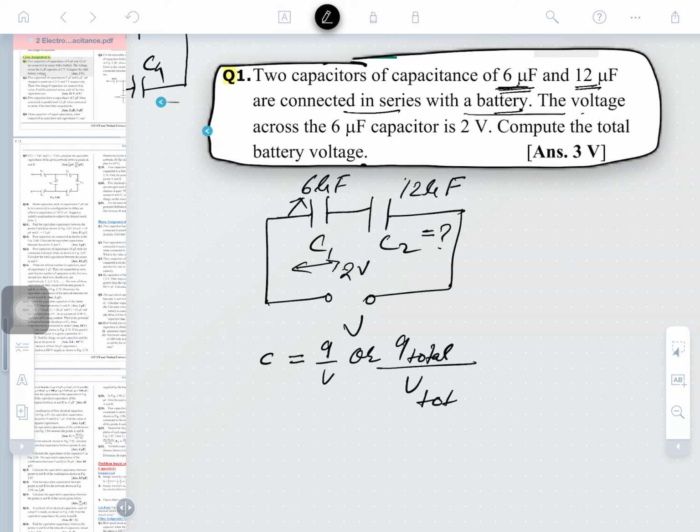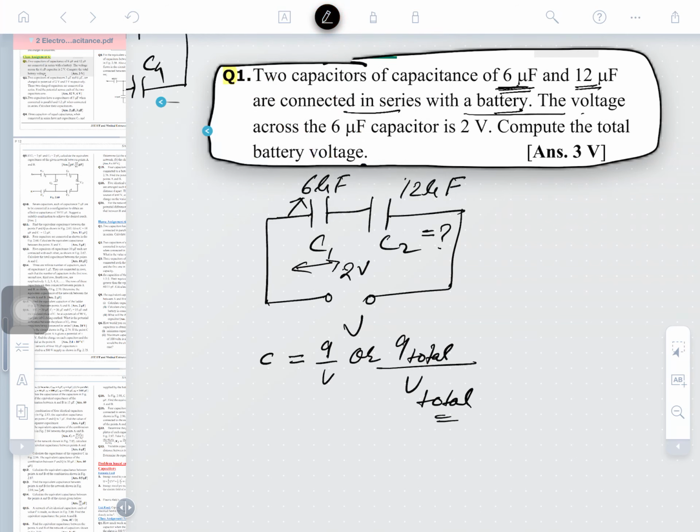It's a V total. Is that clear, guys? You may see they are in series. So the sum of both the potentials V1 plus V2 will be the total potential. Is that clear, guys? So how can we find out the total potential?